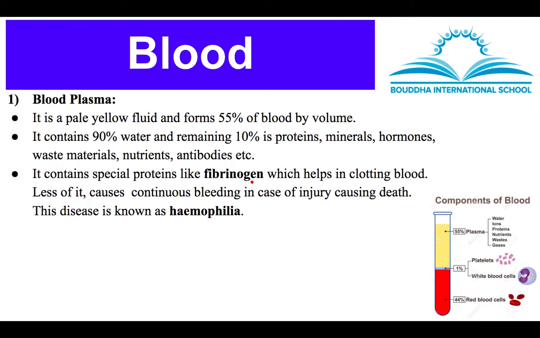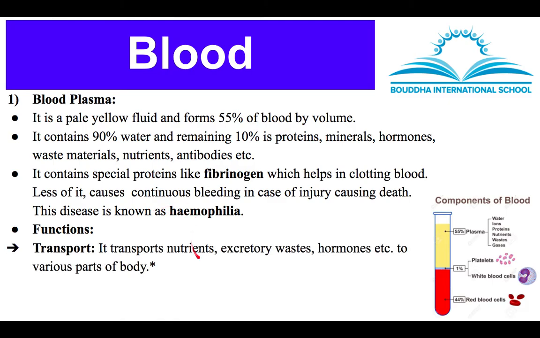If there is less fibrinogen, then what may happen? The blood may not clot. That means the bleeding will continue, and in case of injury, the bleeding will occur continuously and the person may die because of this problem. This disease is known as hemophilia. Now the functions of plasma: since it is 90% water, its function is mainly transportation. It transports nutrients, excretory waste, hormones, etc. from one part of the body to another part of the body.